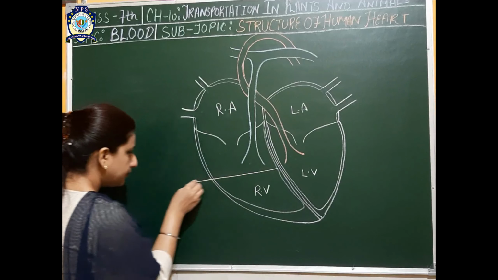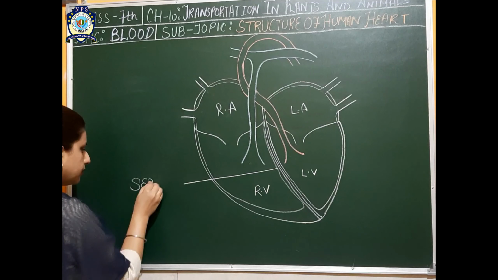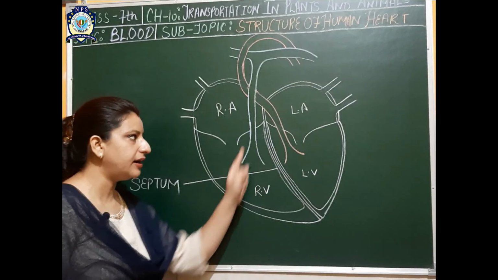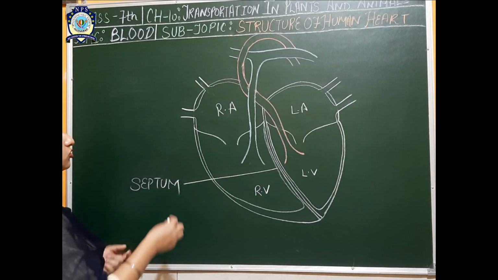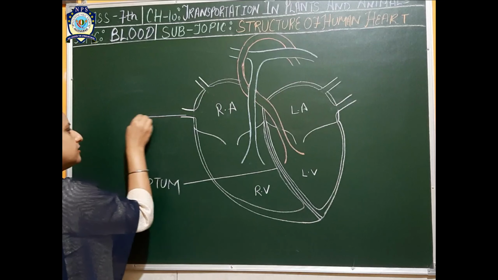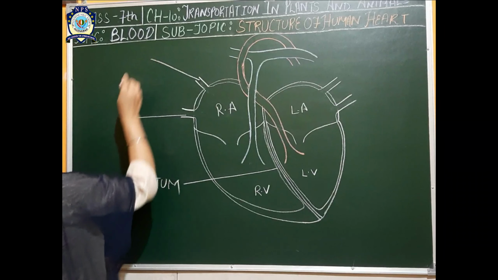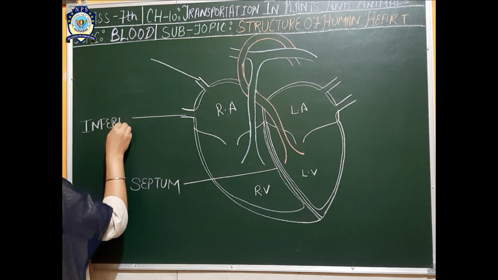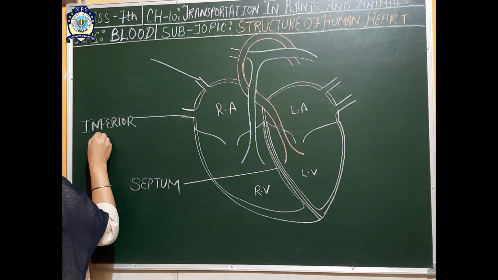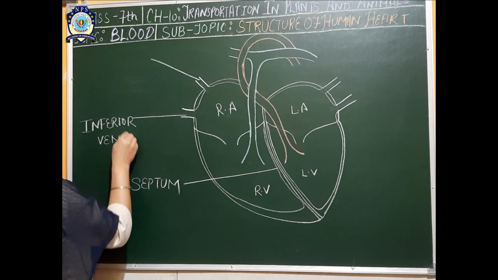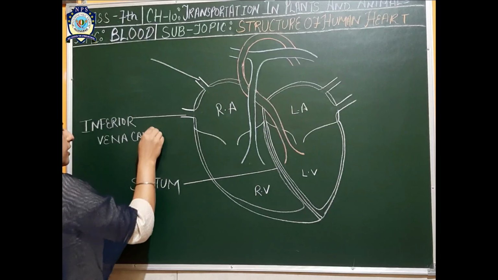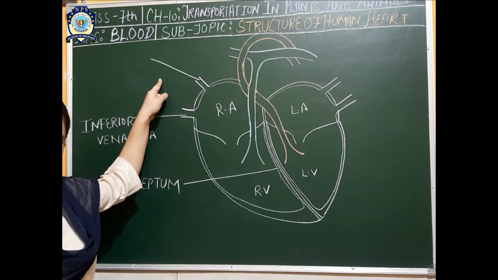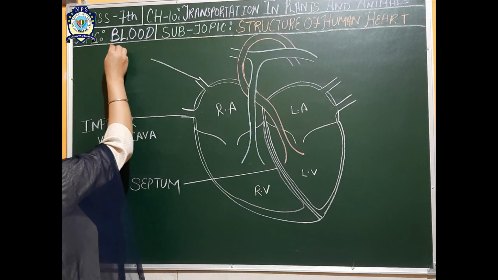This is the septum, which is dividing the heart into two main parts, that is the right part and the left part. Also, these two are the vena cavas. This is the inferior vena cava. It is bringing the blood from the lower parts of the body, and the blood which is brought by the inferior vena cava and the superior vena cava is deoxygenated blood.